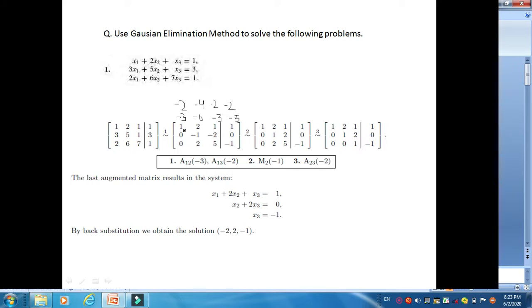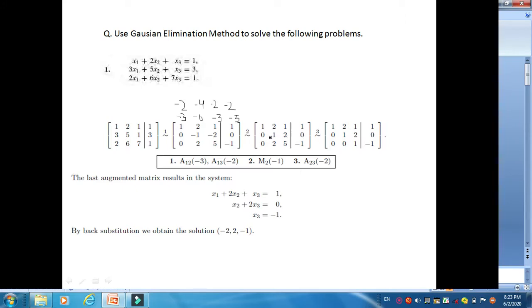Similarly, we want to find a key element on the second row. In order to find a key element on the second row, we have only three options: we multiply it by some element, or we apply addition operation, or we apply permutation. So I think multiplication is best here. If you multiply the second row by minus 1, we'll have 0 1 2 0.